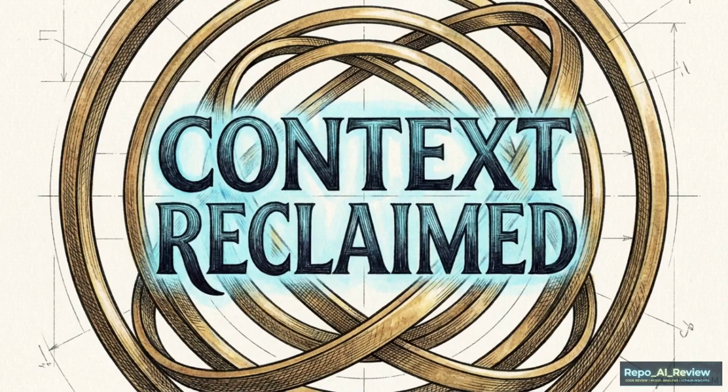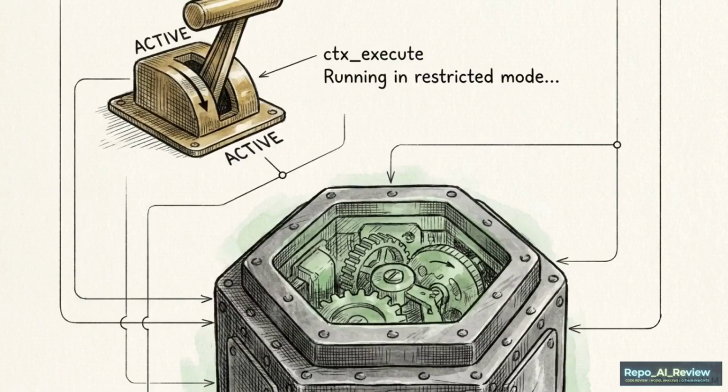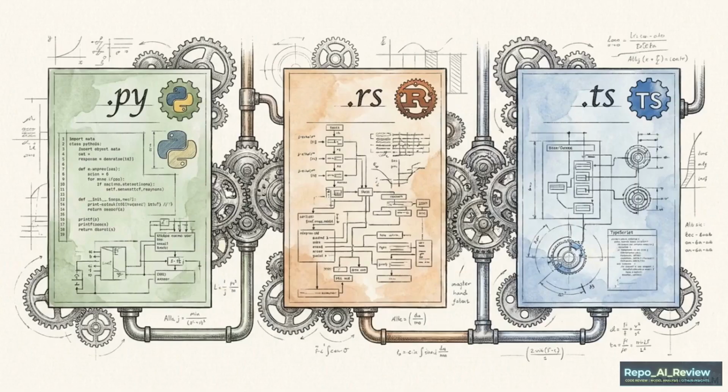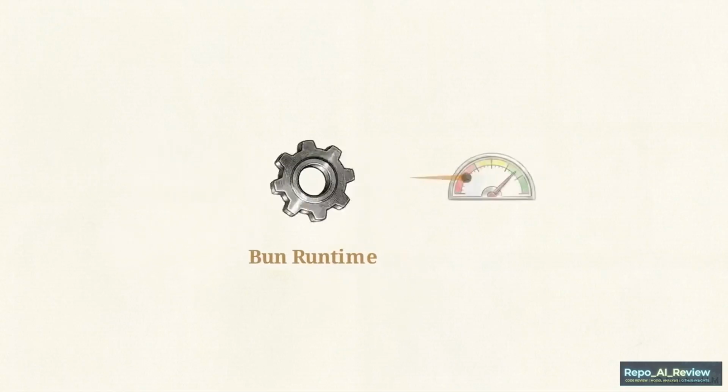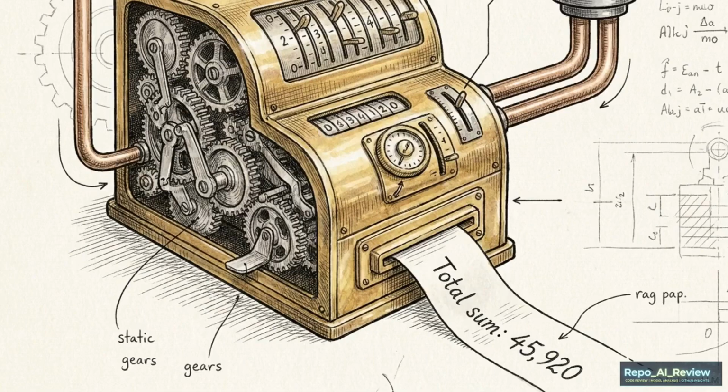To enforce this shift, Context-Mode uses a strict subprocess sandbox to intercept data before it hits the prompt. When the agent uses the execute tool, the server spawns an isolated process capable of handling 12 different programming runtimes, including Python, Rust, and TypeScript. If the agent writes JavaScript or TypeScript, the system automatically detects the bun runtime, accelerating execution by 3 to 5 times. These generated scripts perform all of the heavy data analysis entirely within this isolated local boundary.